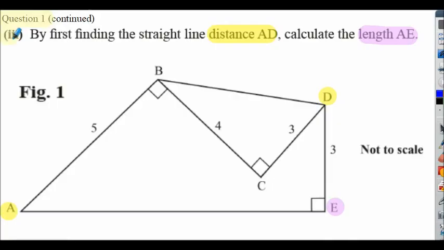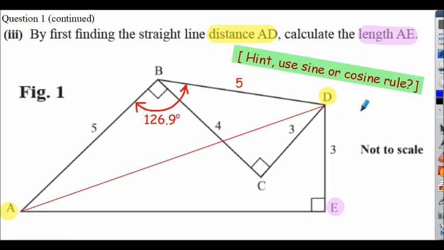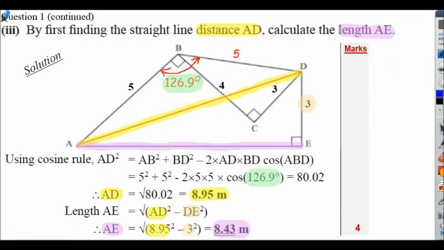Question 1, part 3. Trying to find the distance between points A and D. Here's the line A to D we're trying to find, and the hint here would be to use either the sine or the cosine rule. Solution shown on the following slide. Question 1, part 3. Here's the solution.